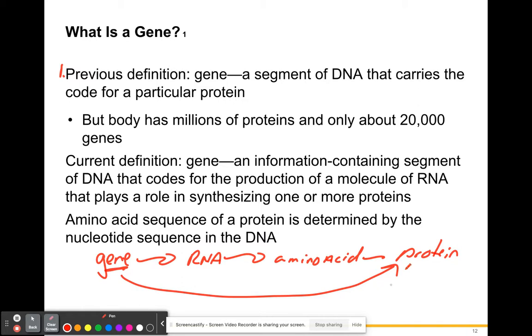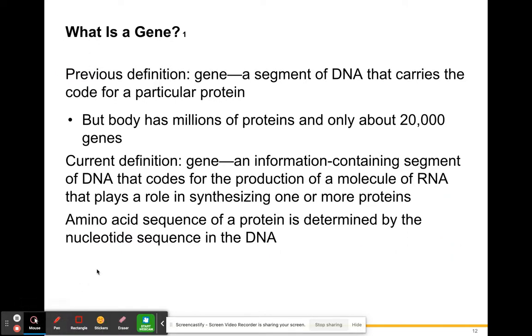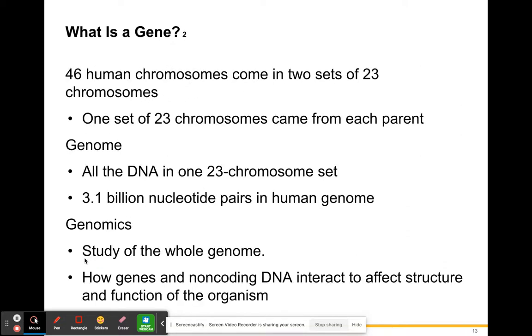We just said a gene is something that codes for a protein, which is true, because at the end you get a protein. But now they want to say that a gene is a piece of DNA that codes for RNA that plays a role in synthesizing proteins, right? And proteins are made of amino acids. Okay, there's your amino acid sequence. Okay, that's the only difference. But you do want to know that for the exam.